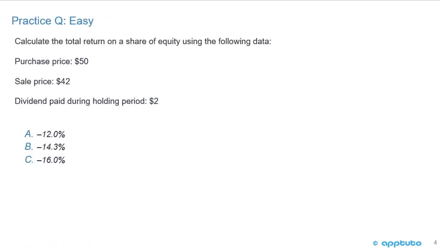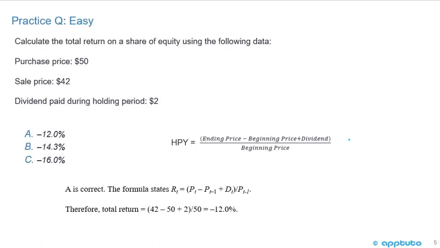So this is just an easy practice question. Calculate the total return on a share of equity using the following data: purchase price 50, sale price 42, and the dividend paid during the holding period is $2. So is the return A minus 12%, B minus 14.3%, or C minus 16%? Okay, that's a really easy question.